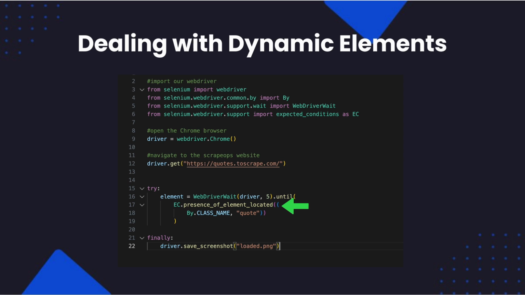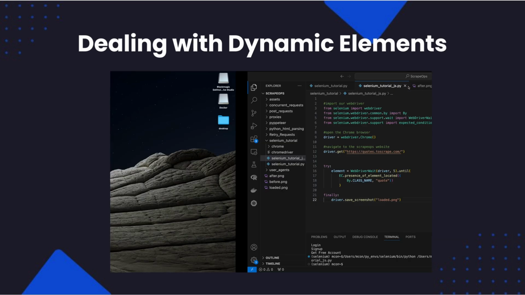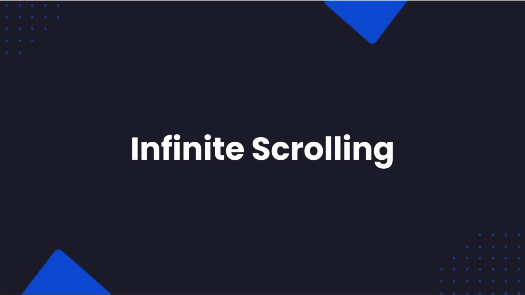So here in this example, you can see that we are waiting for the element with class name equal to quote to load before we take a screenshot. And it loads really quickly. And here we can see that we have a file called loaded.png that is the screenshot of the page after it has loaded.